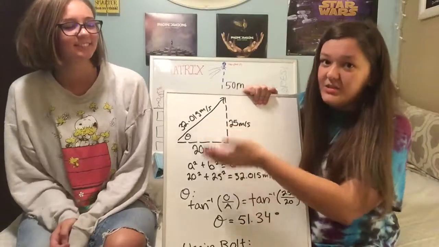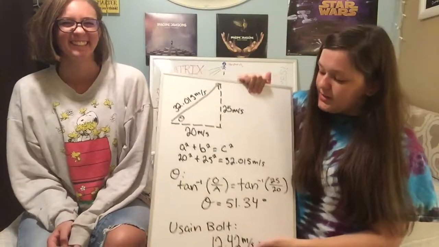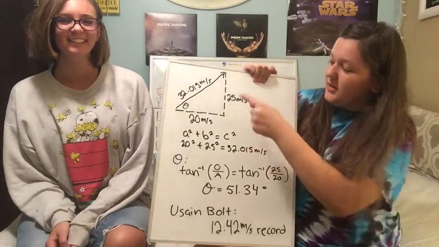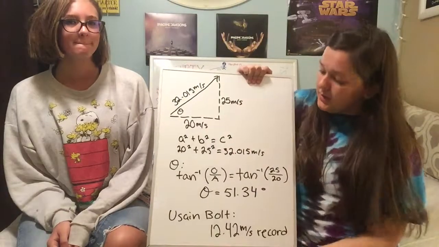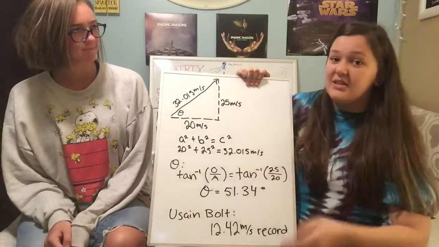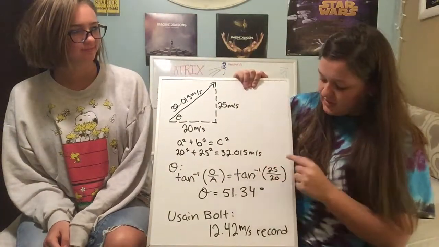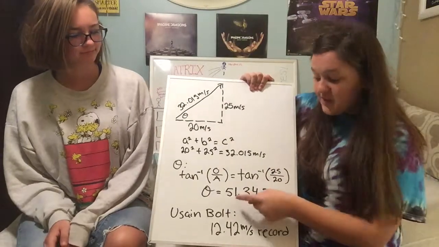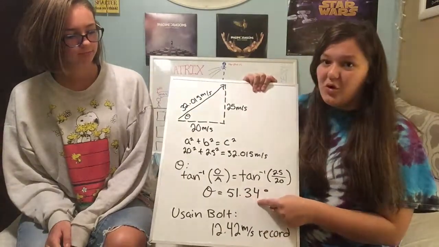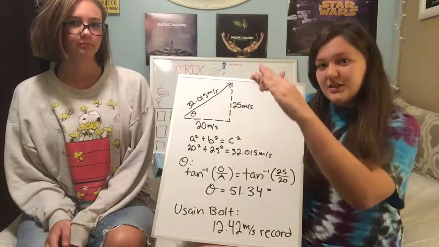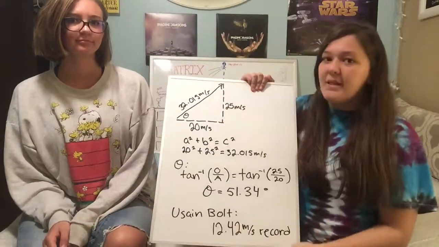And then if you want to see how much more extreme his jump is, you could find the angle at which he takes off. So you take the tangent of the opposite over adjacent, which means you have to take the inverse of that. So tangent inverse of 25 over 20, which is 51.34 degrees, a steep jump off of the building.